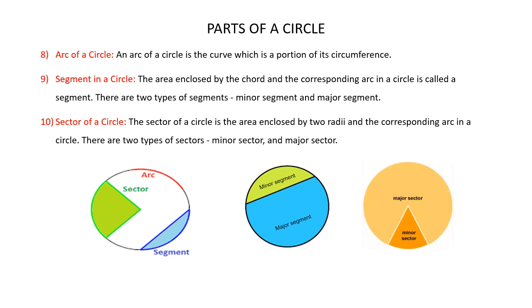Now, as you can see in this diagram, this area is the sector of the circle because this area is enclosed by the two radii and this arc of the circle. Now, this area is also the sector of a circle because this area is enclosed by the two radii and this arc of the circle. So we have two types of sectors in a circle depending on the size of the sectors. This is the minor sector and this is the major sector.